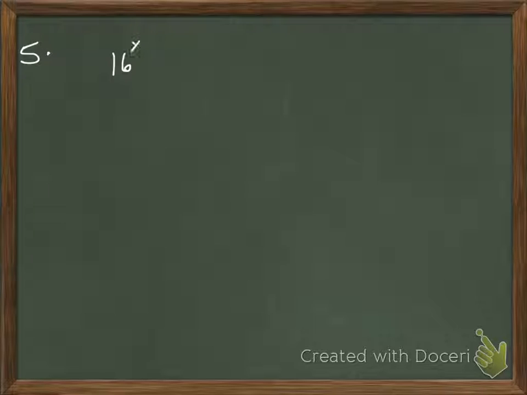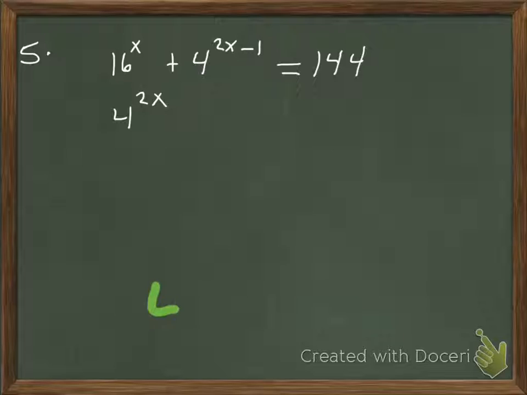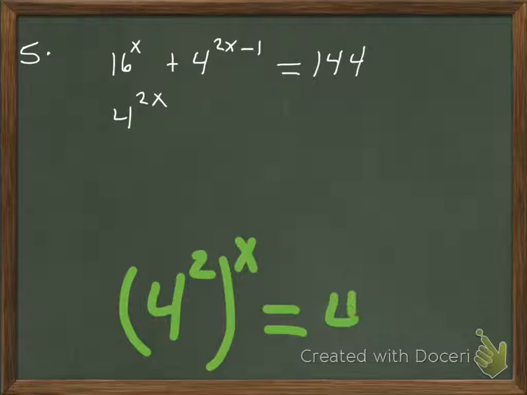So we have 16 to the x plus 4 to the 2x minus 1 is equal to 144. This one's going to be a little bit trickier because we've got two exponentials, and somehow I'm going to want to factor them. So I'm going to look at the bases. One is 16 and one is 4. So the common base there is 4. So we have 4 squared to the x. When I have an exponent to an exponent, I'm going to multiply. So 4 to the 2x.